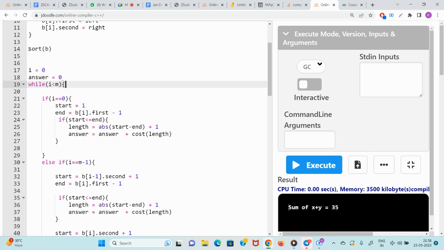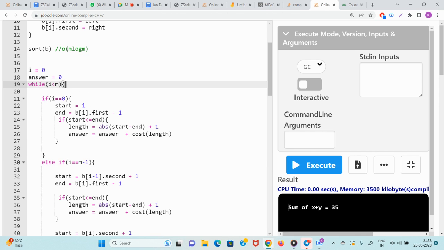First you do the sorting here. Line number 14 takes O of m log m time, because m is the size. Sorting takes this much time. If you're a pro batch student, you would already know. Now, guys, here you are doing O of m.